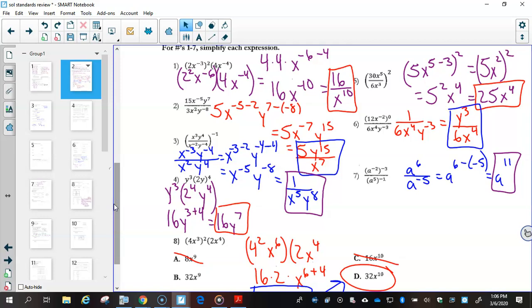4, 5, 25x to the 4th. 4, 6, y to the 3rd over 6x to the 4th. 4, 7, a to the 11th. 8 was D.